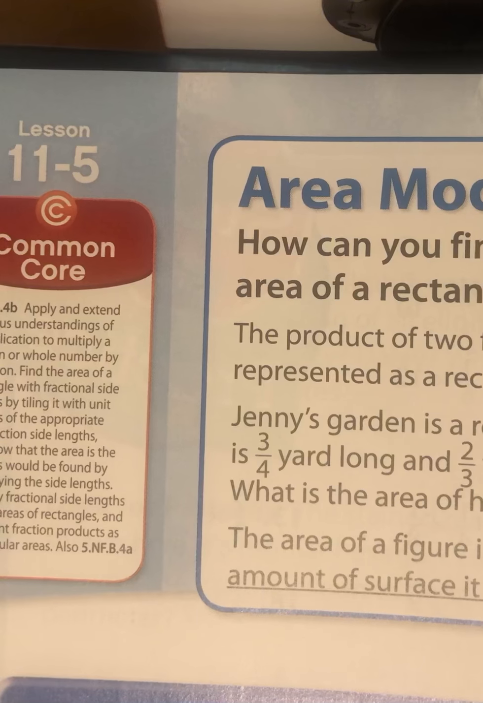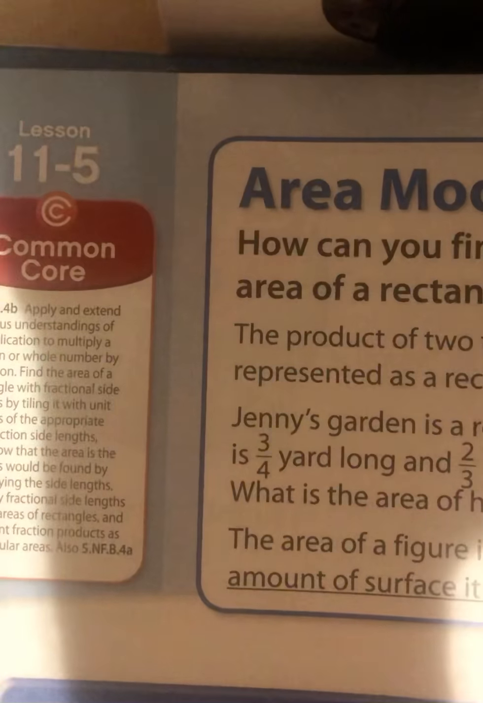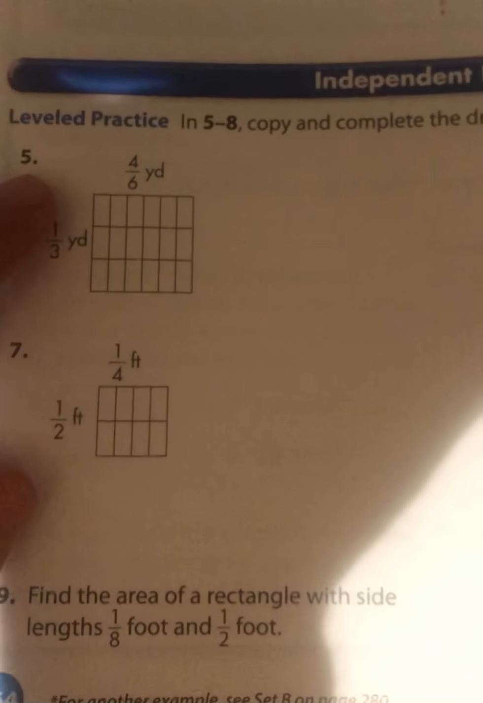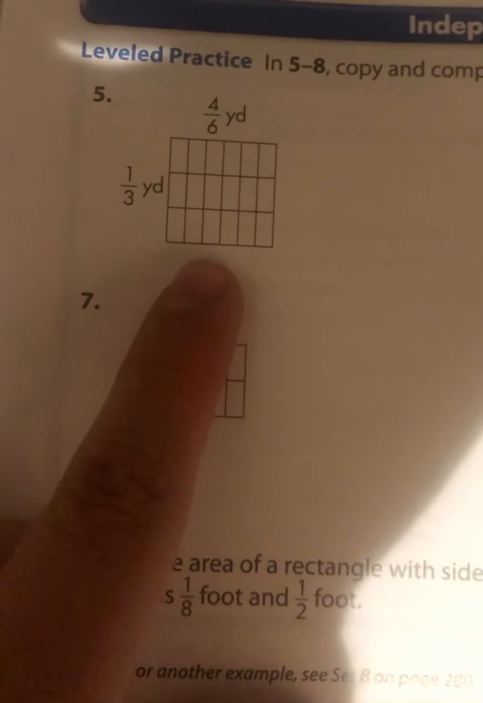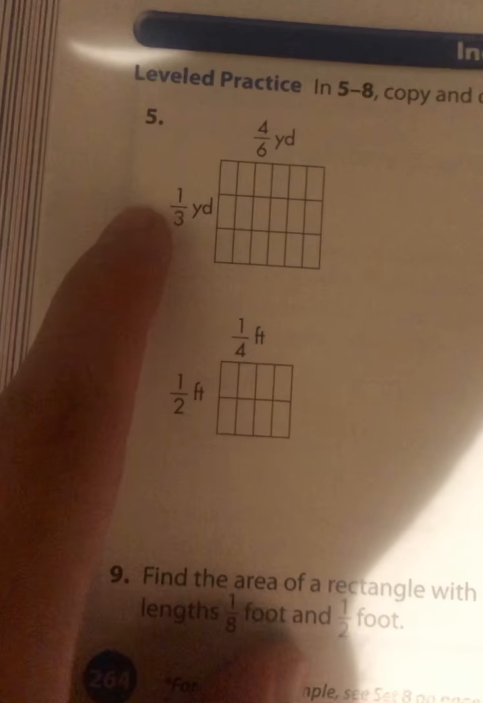So let's look at number 5, and I'm going to take my phone and go to number 5. It says copy and complete the drawings to find the area of each rectangle. You're not going to do that. Don't copy the rectangle. You're only going to be multiplying. So here we have number 5, a third and 4/6 yards. We're finding the area. So here we have a rectangle. My length is 4/6 and my width is a third.